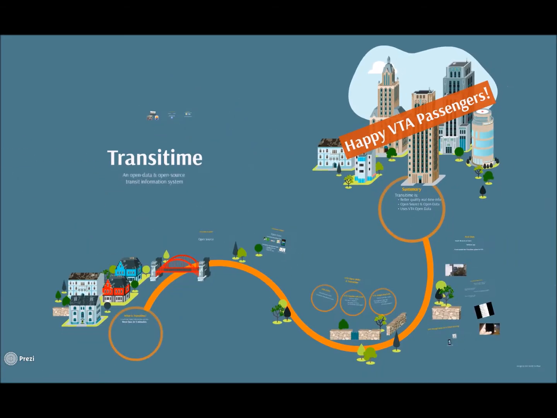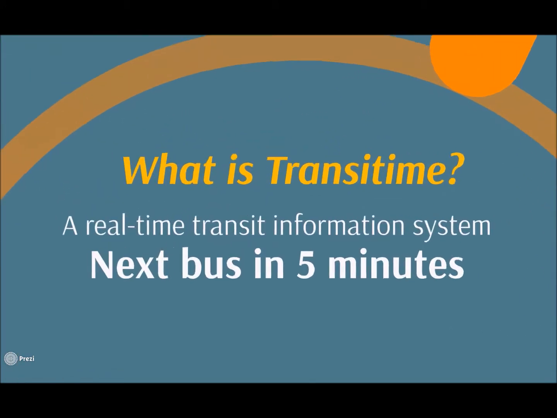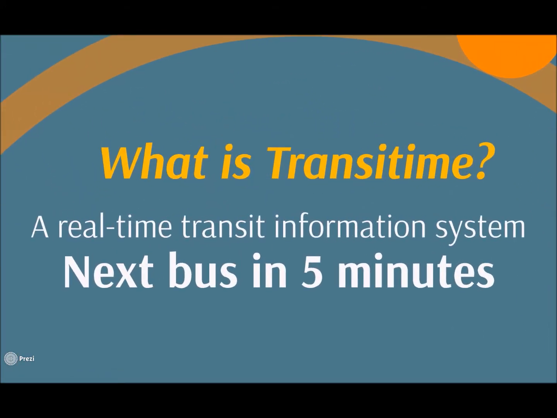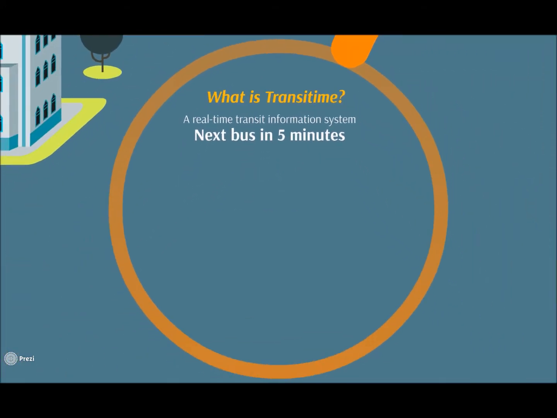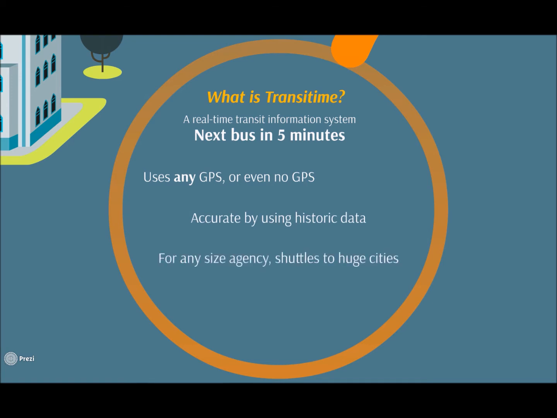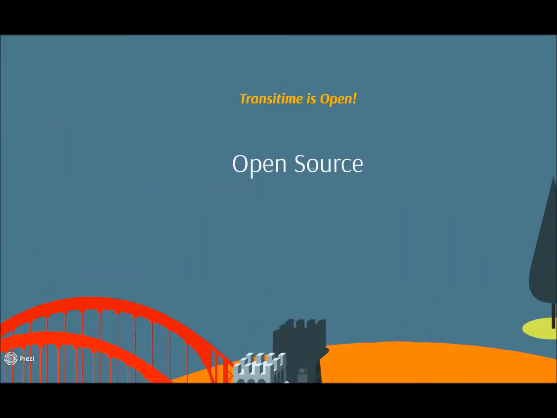So this brings us to Transitime. Transitime is a real-time transit information system. It tells you next bus is in 5 minutes. It also can use any GPS or even no GPS. It still works. It's accurate by using historic data, and it's for any size agency, shuttles to huge cities, and is currently in production for Boston MBTA.